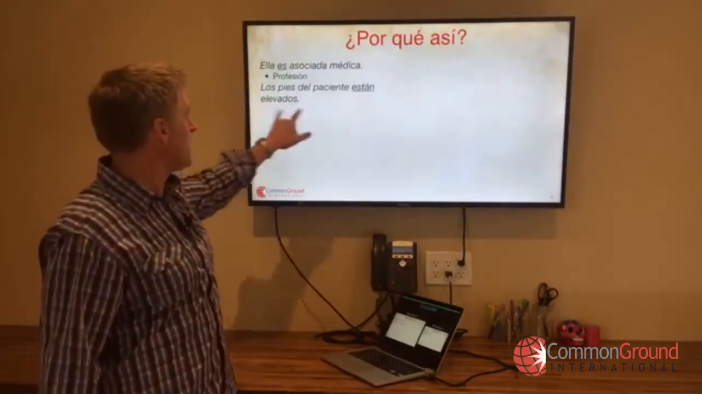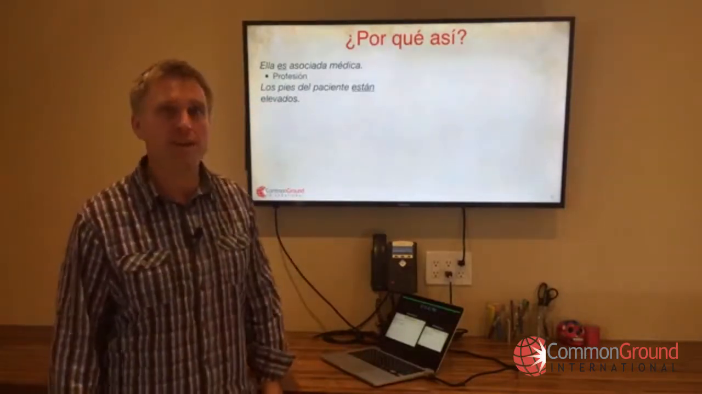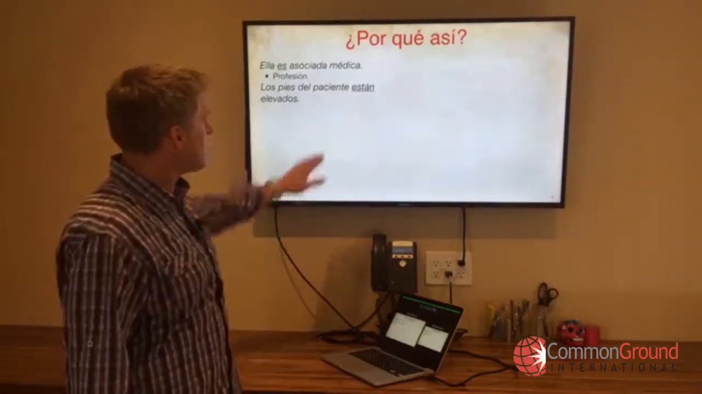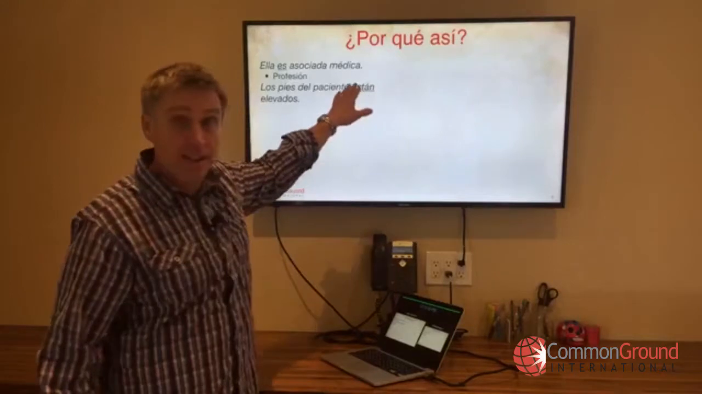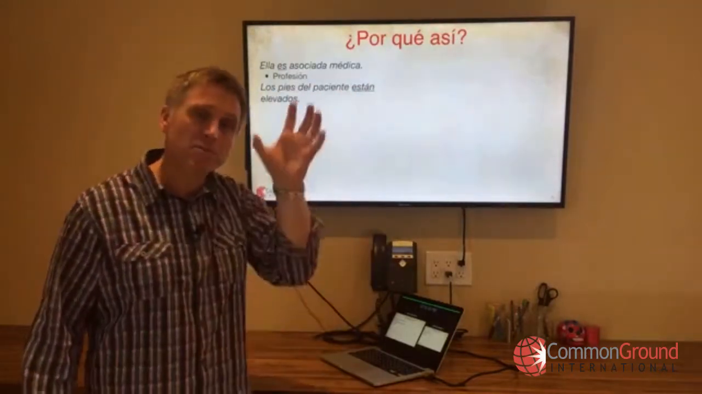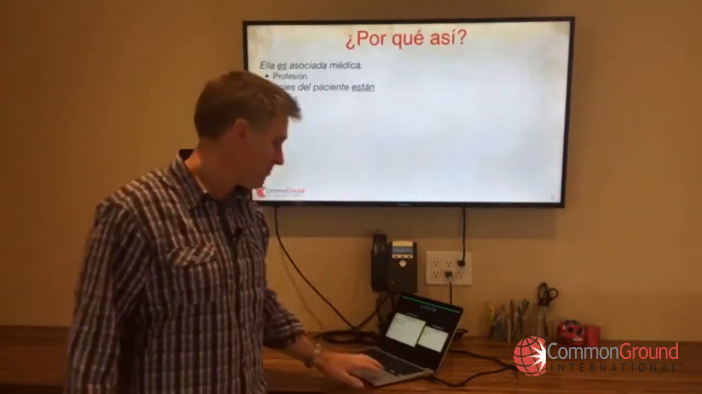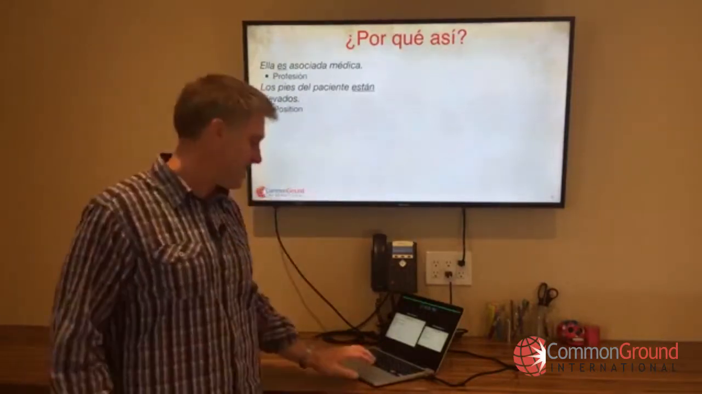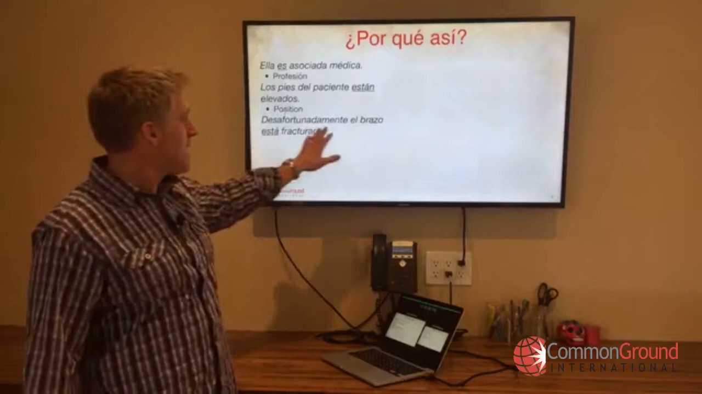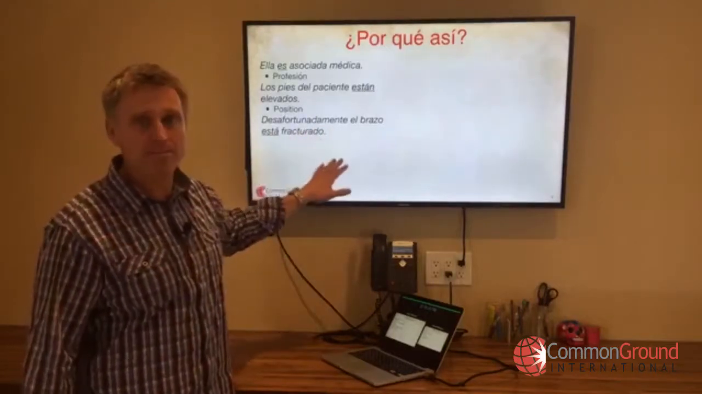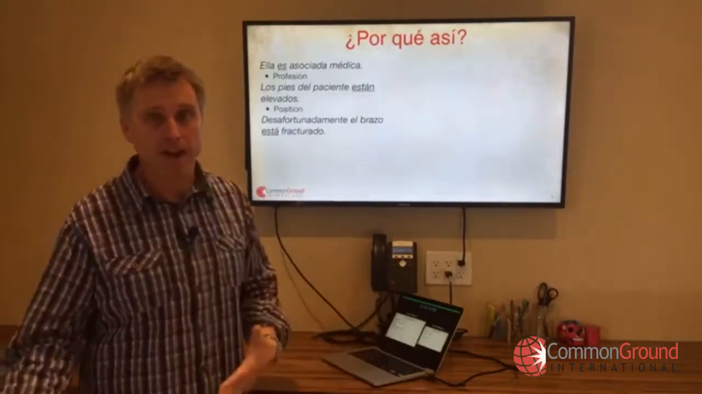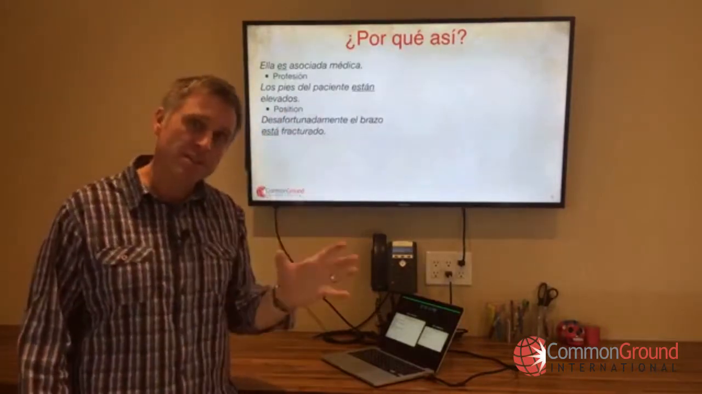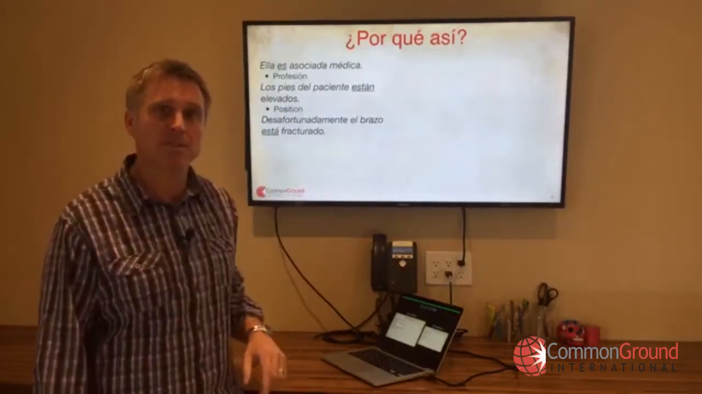Los pies del paciente están elevados. Los pies. The patient's feet are elevated. Okay. Están. All right. El verbo estar, place. What's the reason? What's the place reason? Position. The position they're in. They're elevated. Okay. Desafortunadamente el brazo está fracturado. Unfortunately, the arm is fractured. What's the reason? It's estar. Which of our place reasons fits this context best?